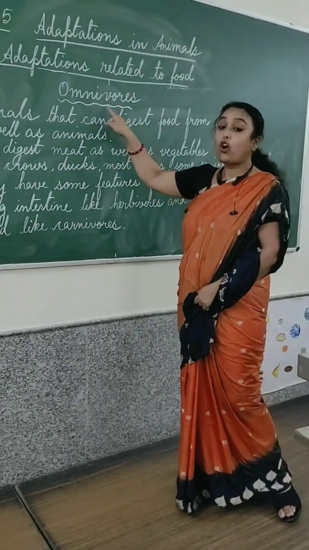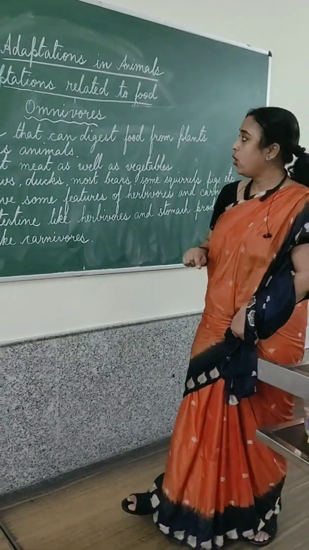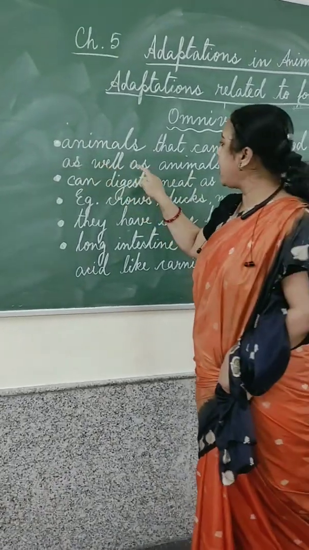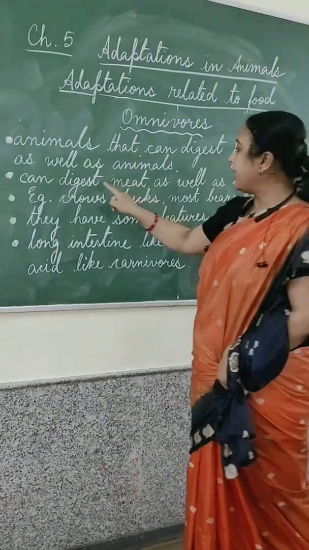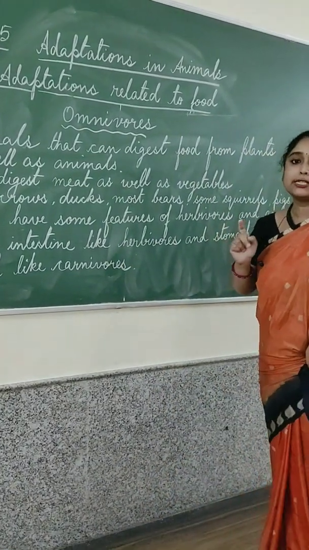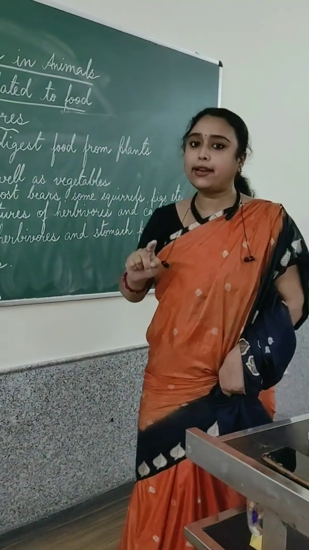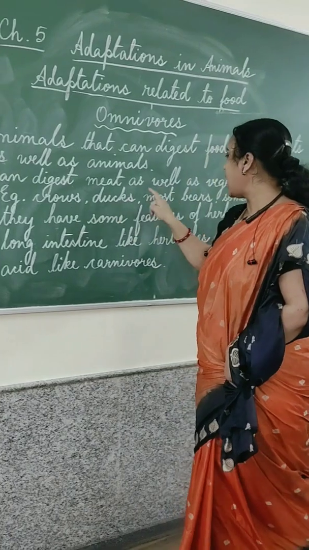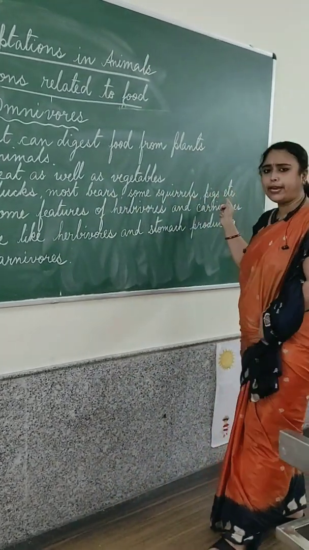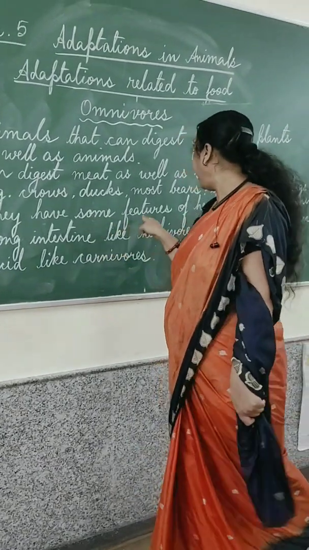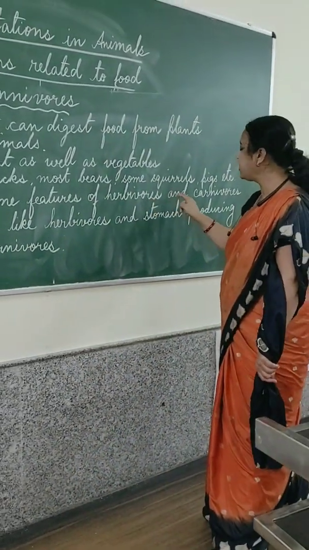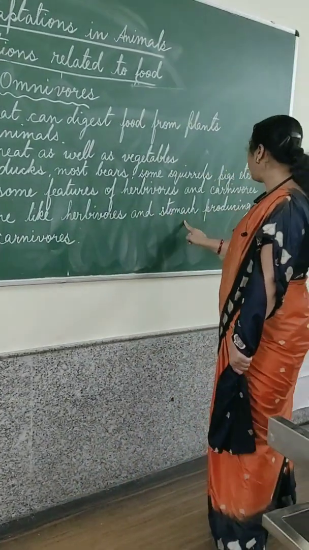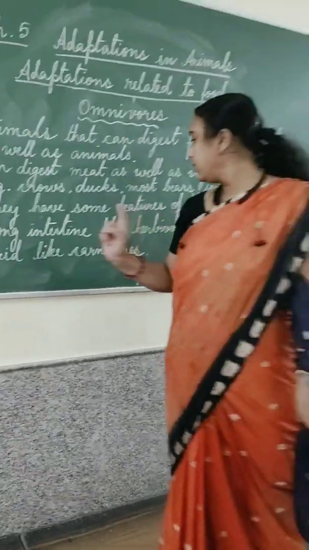Now I will tell you about omnivores. Now who are omnivores? Omnivores are animals that can digest food from plants as well as animals. Omnivores can digest meat as well as vegetables. That means they can digest both plant and animal matter. Some examples of omnivores are crows, ducks, most bears, some squirrels, pigs, and so on. They have some features of both herbivores and carnivores. They have long intestines like herbivores and stomach producing acids like carnivores.